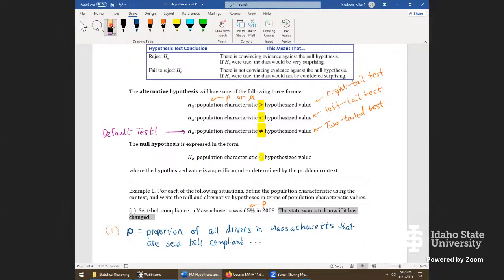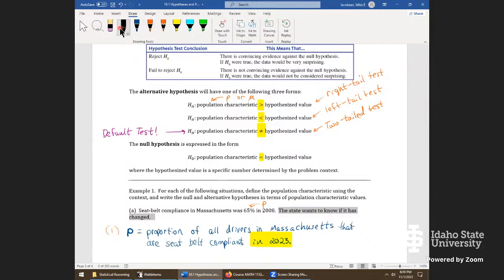I'll just say here, the proportion of seatbelt drivers that are compliant in 2023. Just to mention, we're dealing with the current information or the present. If they weren't necessarily talking about 2023, we could just say in the current year they're interested in. So to me, that's really kind of nasty in a way. We're talking about two population characteristics really all at once. We're talking about the current value of people who are seatbelt compliant, and we're comparing it against the 65% figure, which is the historical data.